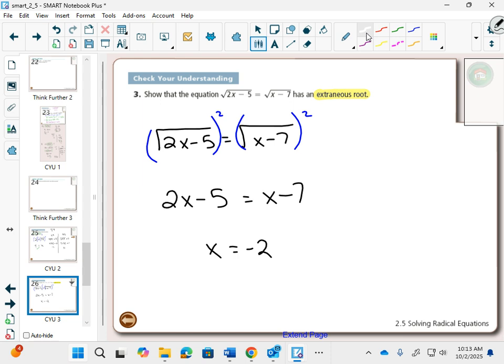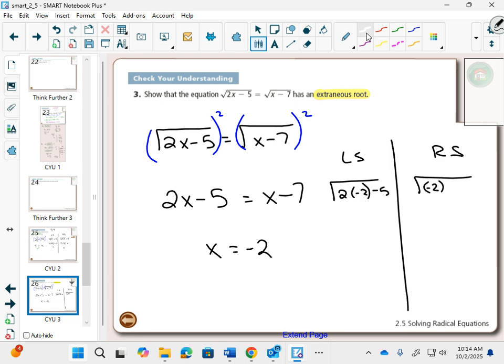And things seem very good. However, when I check my left side and my right side, if these numbers are different, or if you are forced to take the square root of a negative, that's not possible, and that would be bad. So I'm going to check. If I plug in negative 2 on the left side, I'd have 2 times negative 2 minus 5. And if I plug in negative 2 on the right side, I'd have negative 2 minus 7. Well, 2 times negative 2 is negative 4 minus 5 is negative 9. And this side is negative 9.